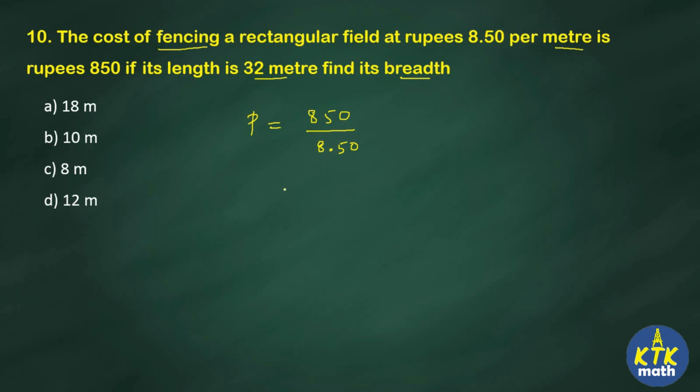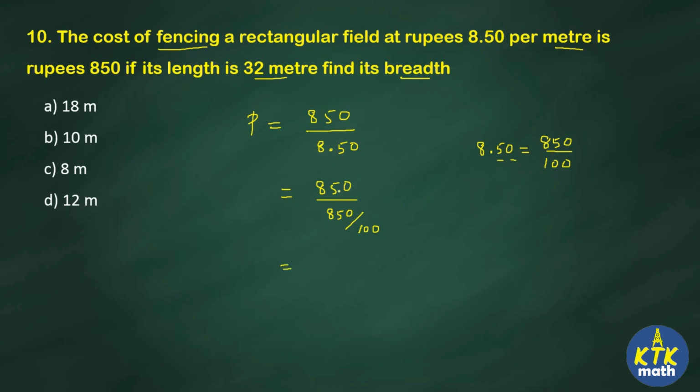8.50. We have done a previous question in the same method. I can write 850 by this 8.50. How can I write it? 850 by 100. That is the conversion of decimal into fraction. Why are we writing 100 in the denominator? Because you have the point after 2 numbers. So this is how we can convert the decimal into fraction.